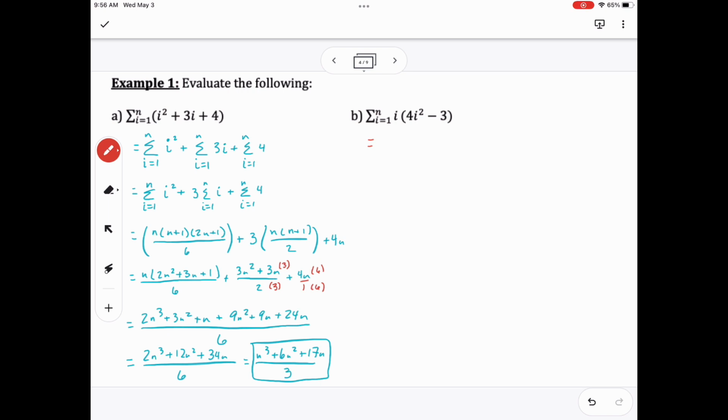And I'll do the same thing for letter B. Here, first you have to distribute that i through and get rid of the parentheses. And so I don't have to split them up into their own thing. I can just plug them in as is. So 4 times the i cubed formula, which is n times n plus 1 all over 2 squared. And then i is n times n plus 1 all over 2. Then I multiply those out so that I can put like terms together.